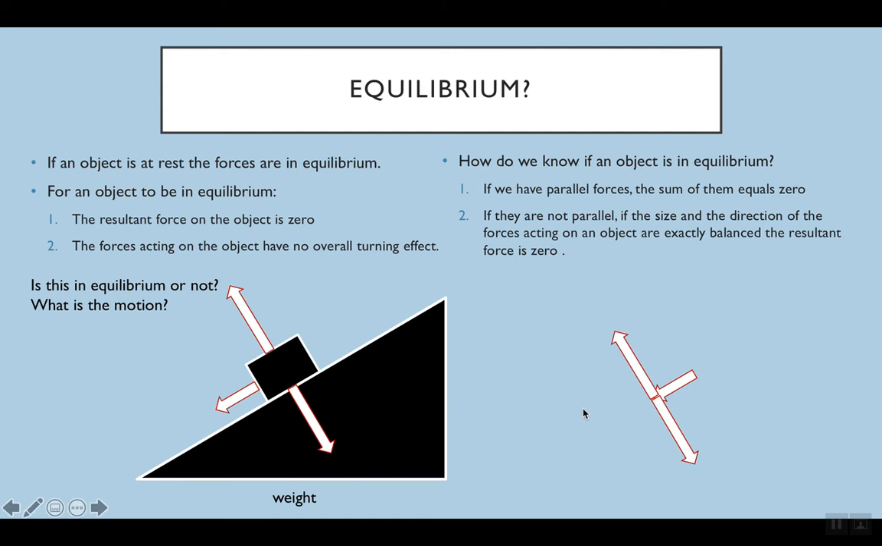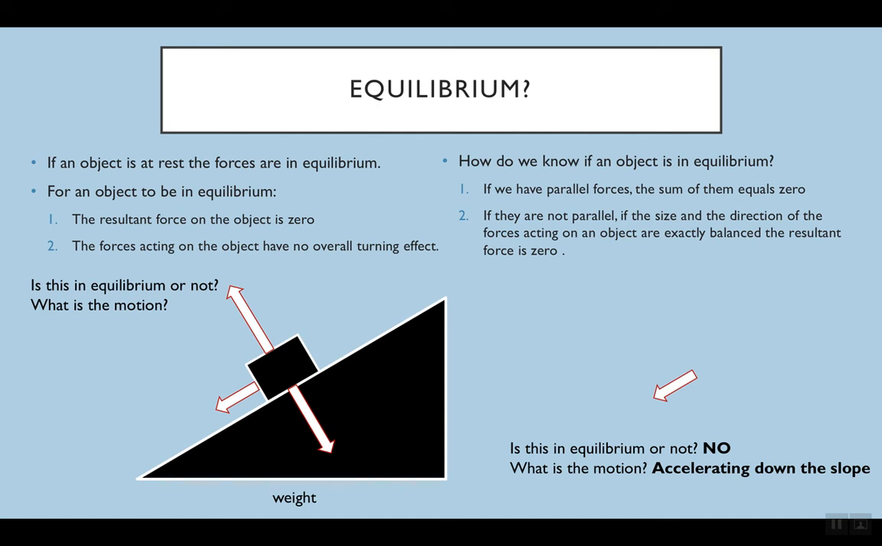So let's have a look. If I take just the three forces, I can see this force and this force look like they are exactly the same size, they balance each other out. So I'm left with just this one force, and if I'm left with one force, then it's not going to be in equilibrium. It's got to be accelerating, and it's going to be accelerating down the slope.